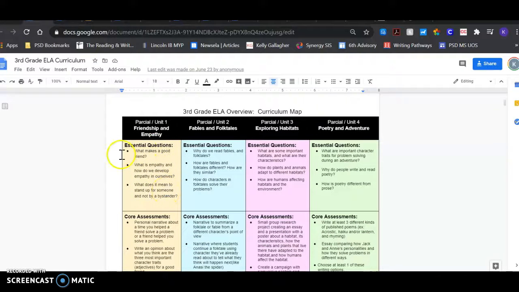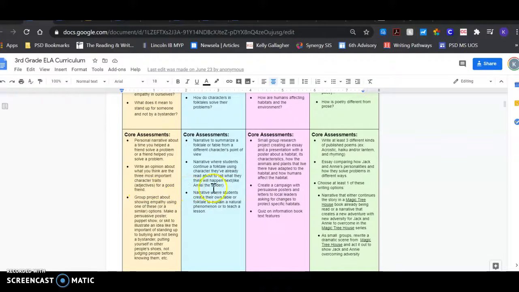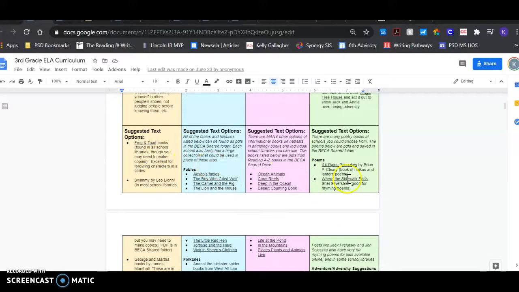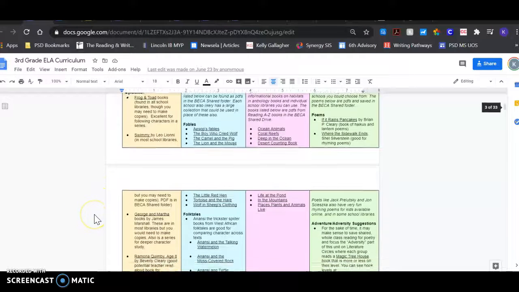So what I would do is just read through to get an idea of what my students are going to be learning throughout the year, how they're going to be assessed, and what the suggested texts are. Then I would start looking and make sure I can find these texts, and start reading them and making sure they seem appropriate.